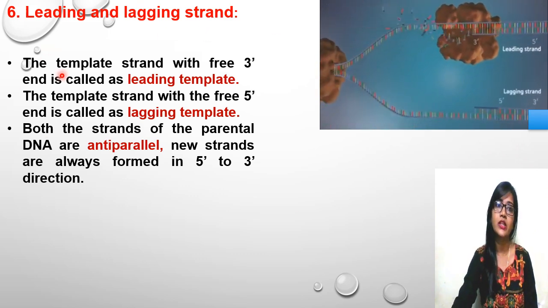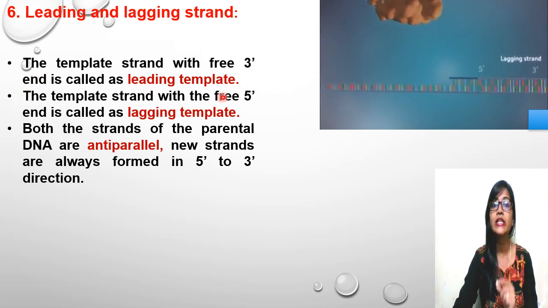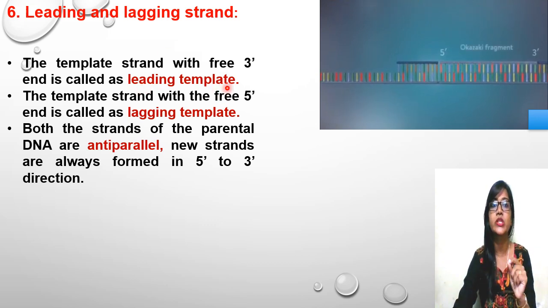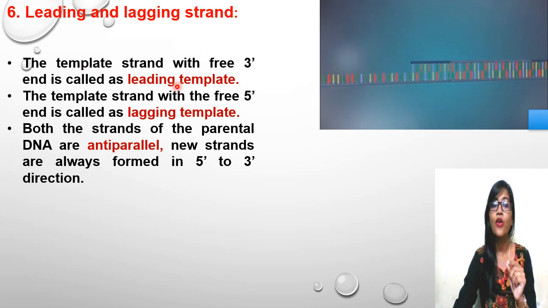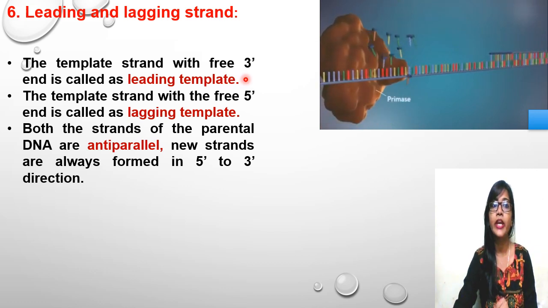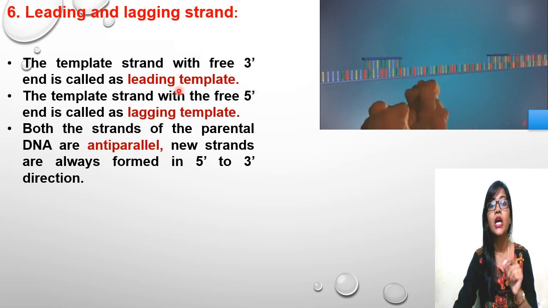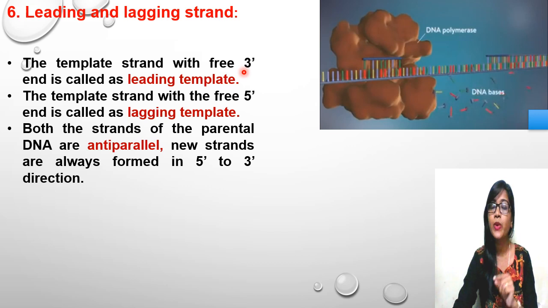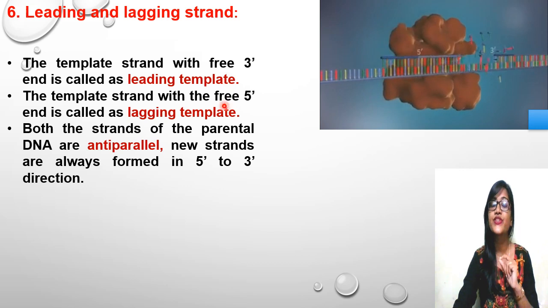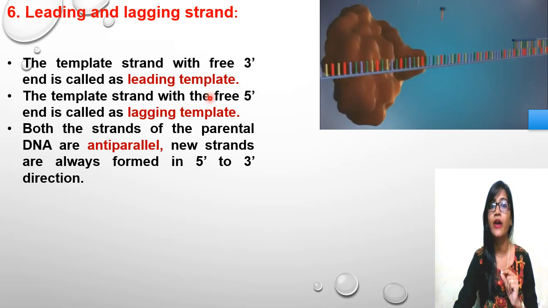Now let's try to understand it. The template strand with the free 3' end is called the leading template. Here we are talking about the leading template. Template is the old strand, the old strand of the DNA, and here we are talking about the free 3' end. The template strand with the free 5' end is called the lagging template. Leading template has a 3' end, lagging template has a 5' end. This is the basic difference between the leading template and the lagging template that you have to remember.